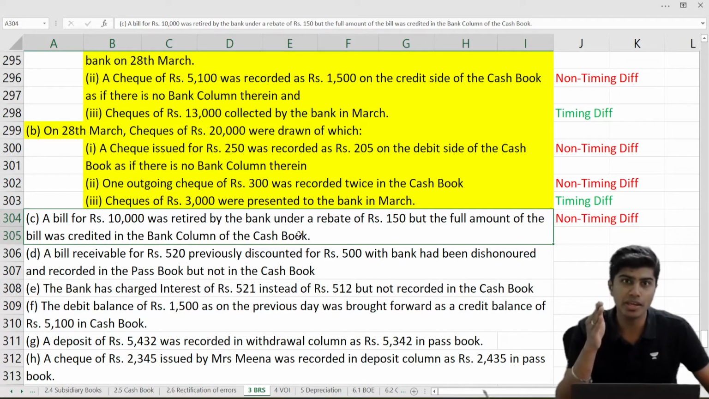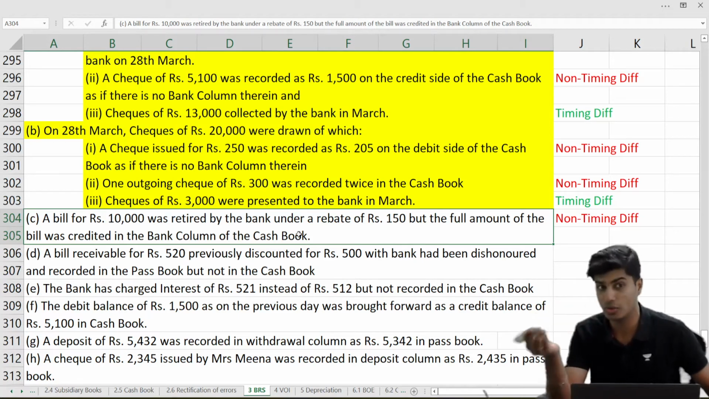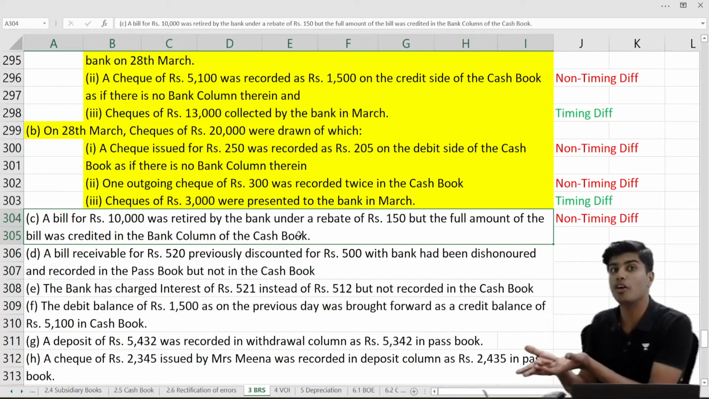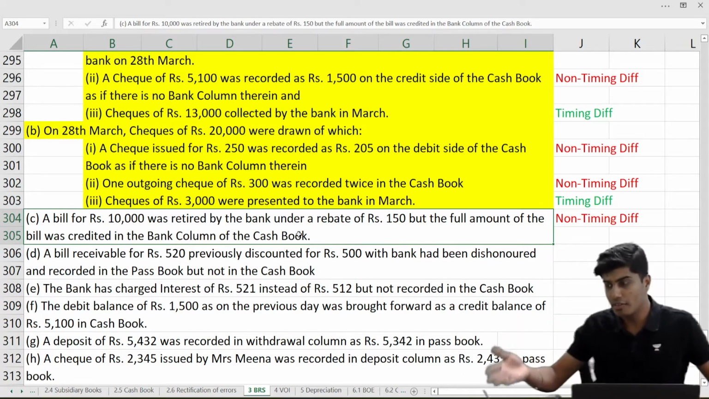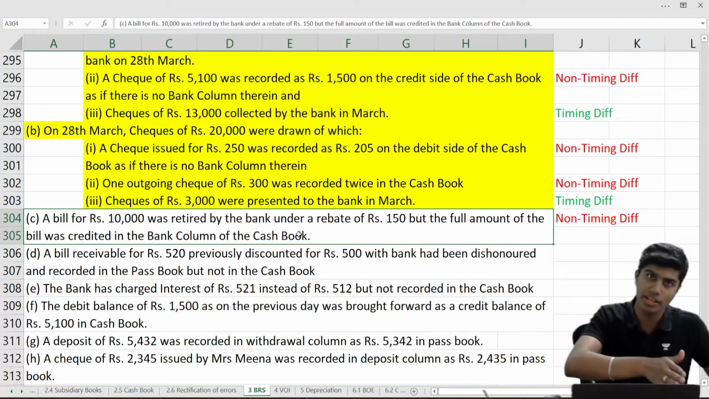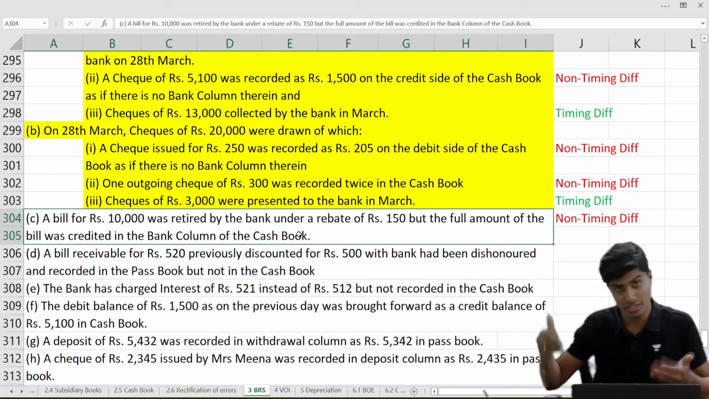But instead of writing 9,850, by mistake we've done 10,000 rupees credit in the bank account. So we recorded an excessive payment of 150. Because there is an excessive payment of 150 recorded, we will rectify it by recording it as a receipt, and the 150 of discount income which was previously not credited is now credited.